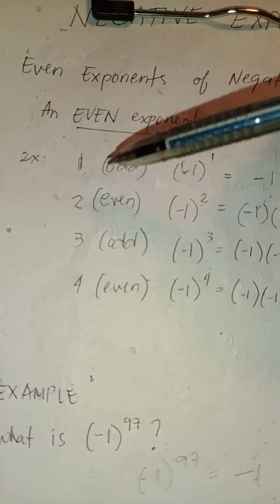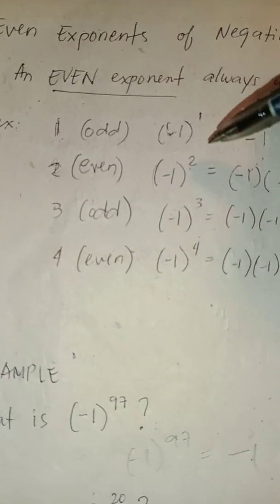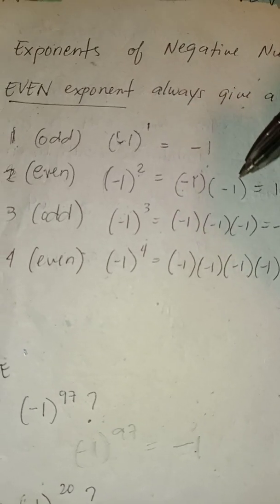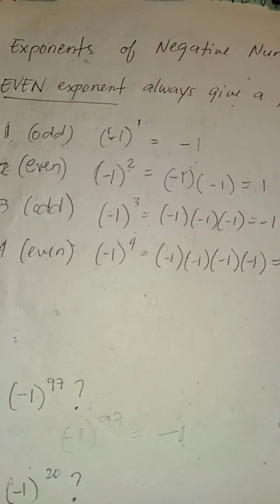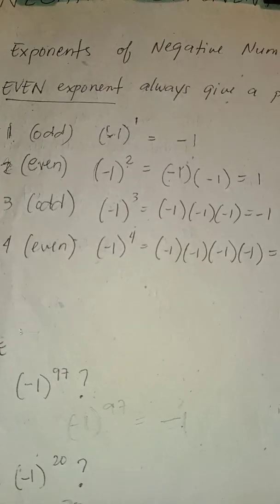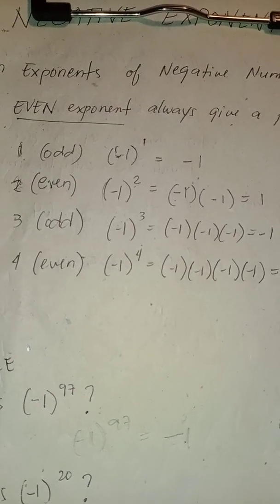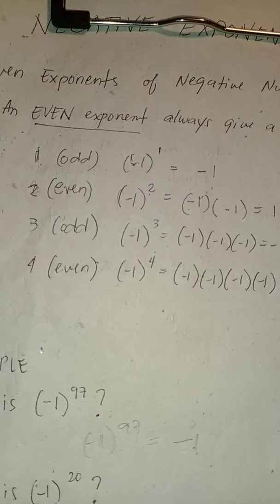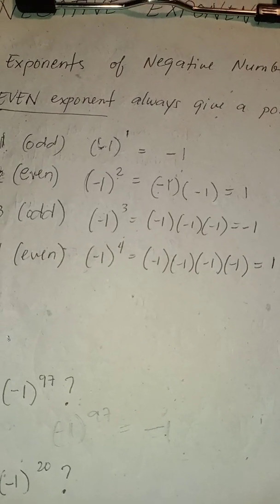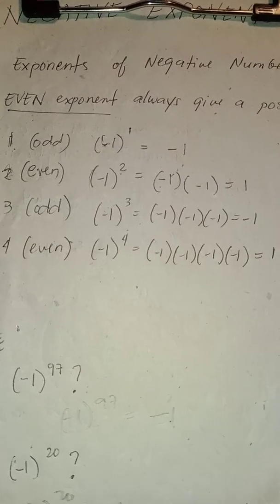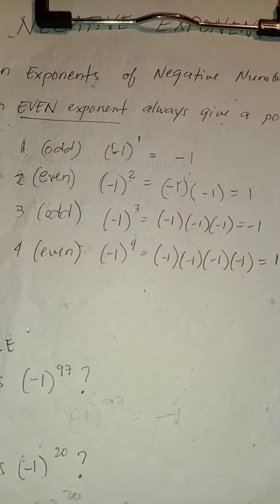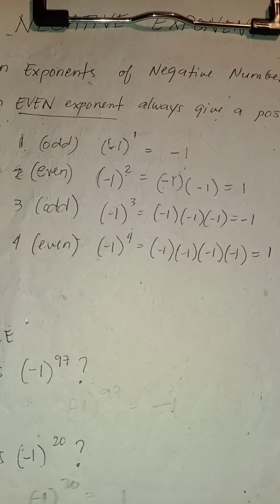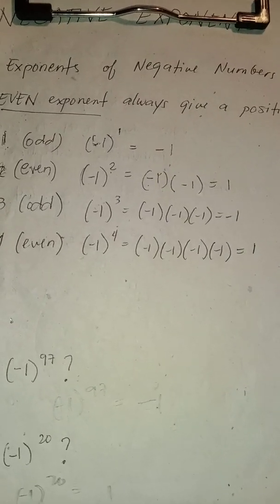So, negative yung sagot. Pag even, 2, no? Negative 1, di ba yung 2 even? Negative 1 raised to the power of 2. Ibig sabihin, negative 1 times negative 1. Negative times negative is positive, so positive 1 ang sagot. Now, 3 is odd number, di ba? Negative 1 raised to the power of 3. Negative 1 times negative 1 is positive 1, times negative 1, so negative 1 ang sagot po. Kapag even, positive po yun. Kapag odd ang exponent, negative po ang sagot. Yun pong laging tandaan. Okay po.